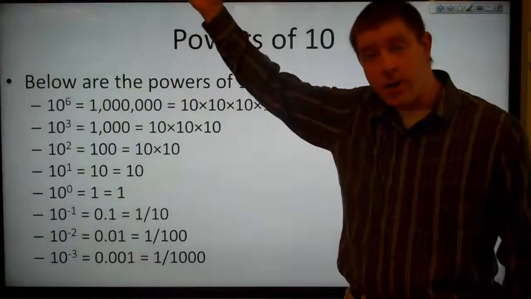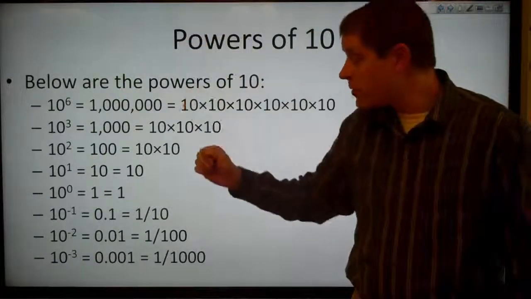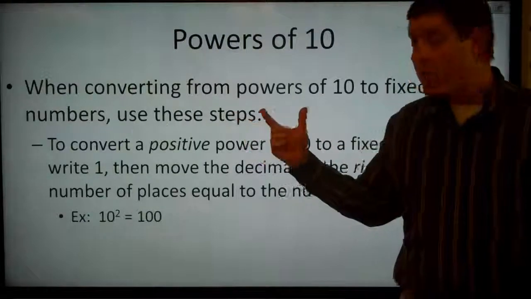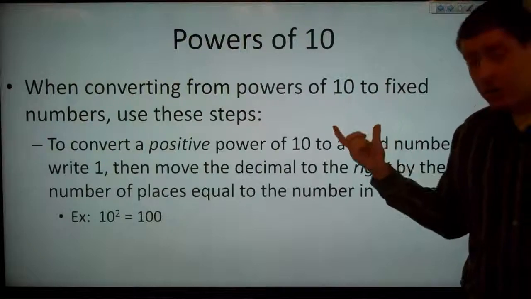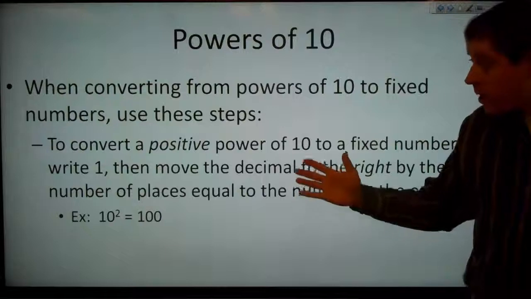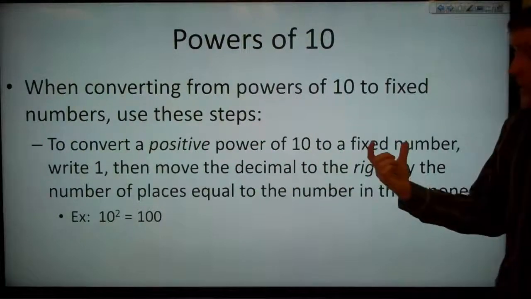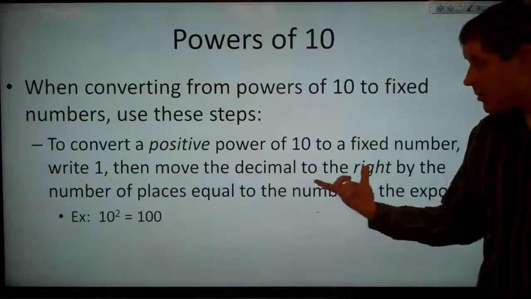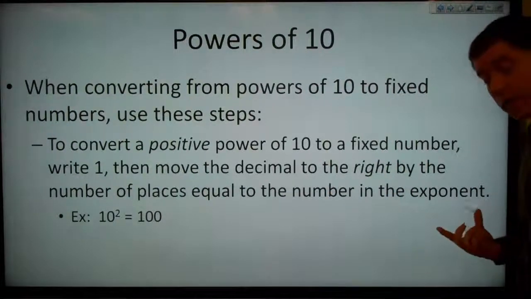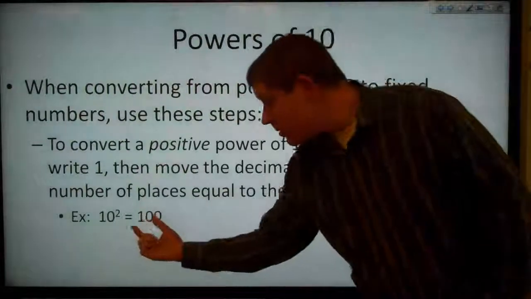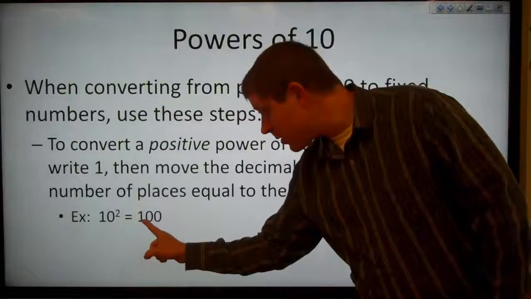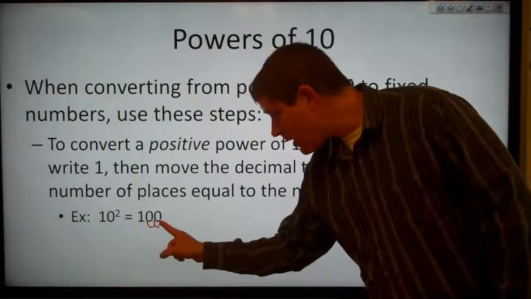So we can go to higher powers of 10 or lower powers of 10. When we're converting from powers of 10 to fixed numbers, or regular numbers, we can use these steps. To convert a positive power of 10 to a fixed number, write 1, then move the decimal to the right by the number of places equal to the number in the exponent. So 10 to the 2 equals a 1, and then move the decimal to the right 2 places.